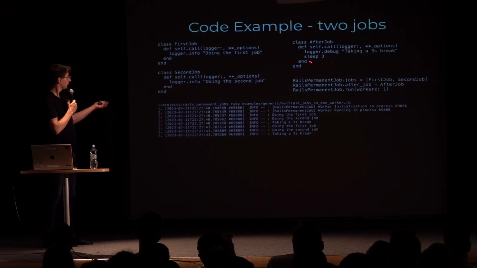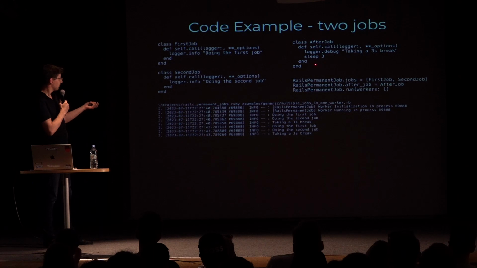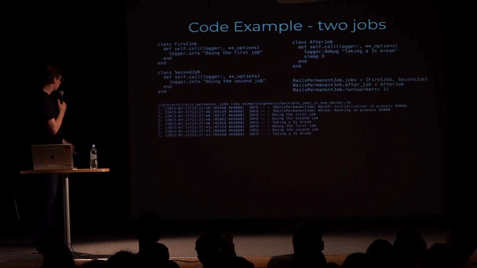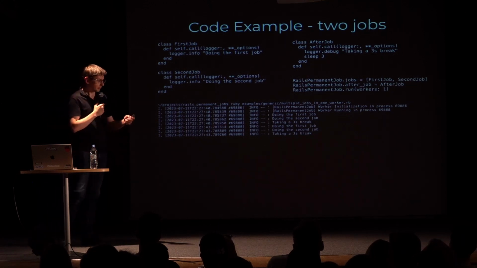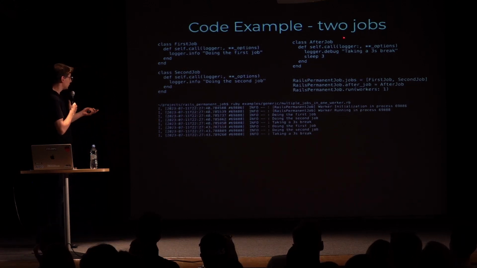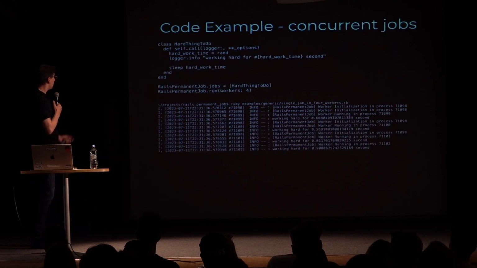and say, for example, just debug something and sleep for 3 seconds. The execution would look like this. So now we have doing first job at 40 seconds, doing the second job at 40 dot something, taking 3 seconds break at 40 dot something, and then doing the first job again at 43 dot something. Not a very creative example, but it at least shows what after job does.